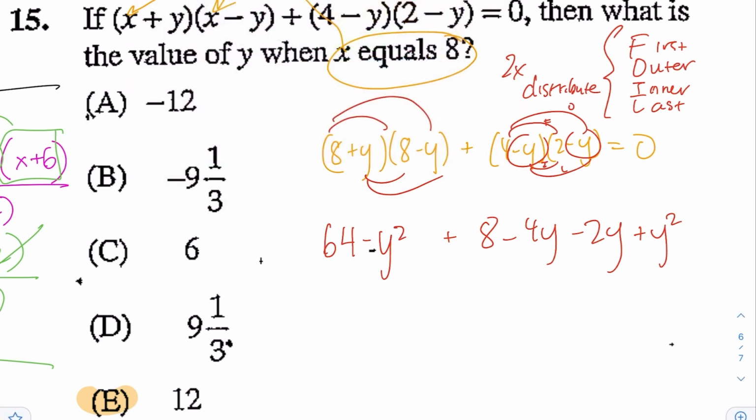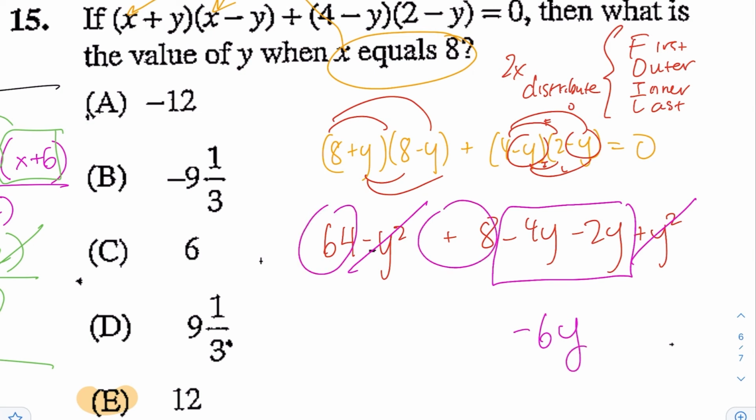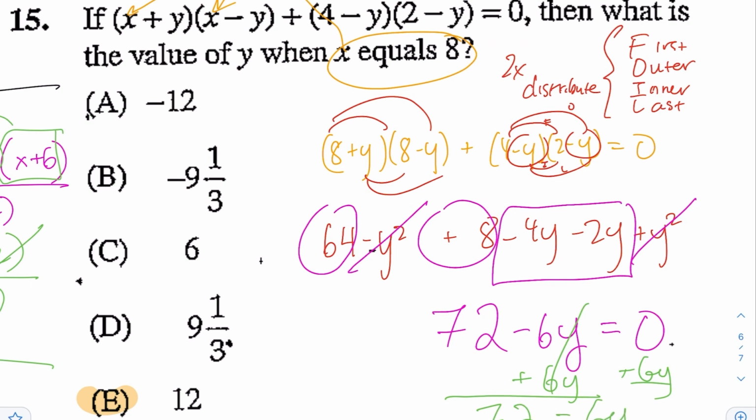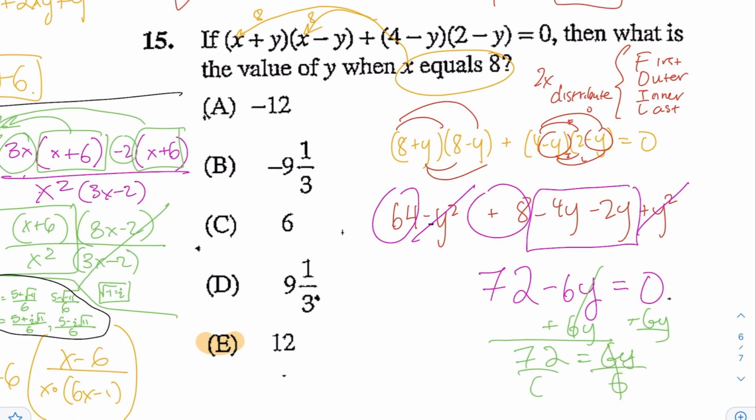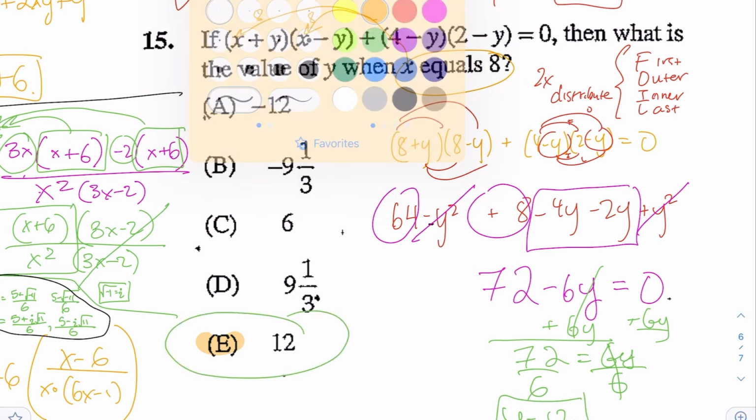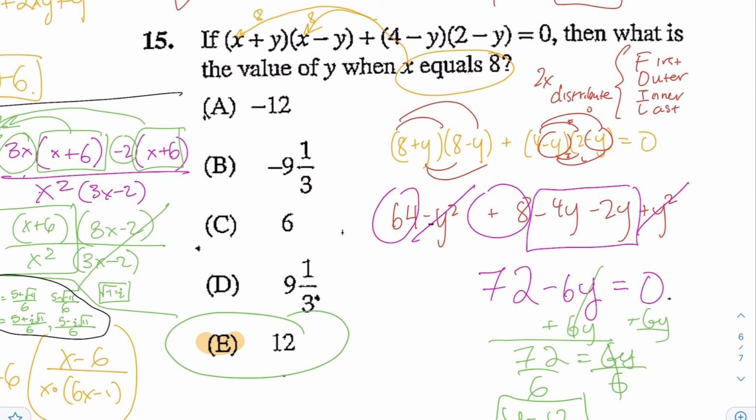So from here, you can actually combine like terms. Negative y squared and positive y squared cancels out. You just have negative 4y minus 2y, which is negative 6y. And then 64 and 8 combine to form 72. So you know 72 minus 6y is equal to 0. To solve for y, you add 6y to both sides. And you get that 72 is equal to 6y. Divide both sides by 6, you get that y is equal to 12. And that's choice E. So here you have to FOIL and then combine like terms. A whole bunch of factors cancel out, and you just isolate y.